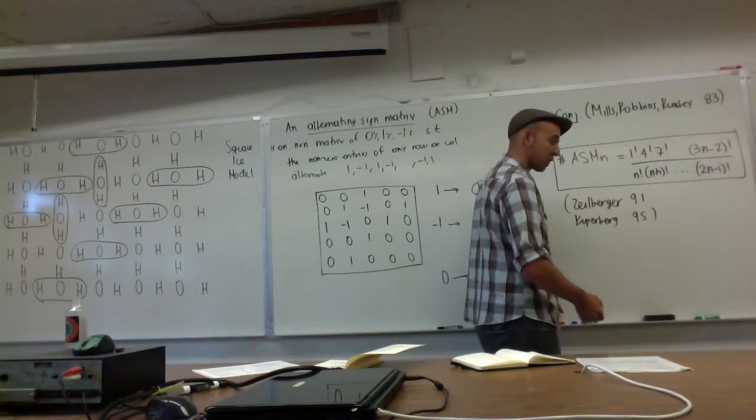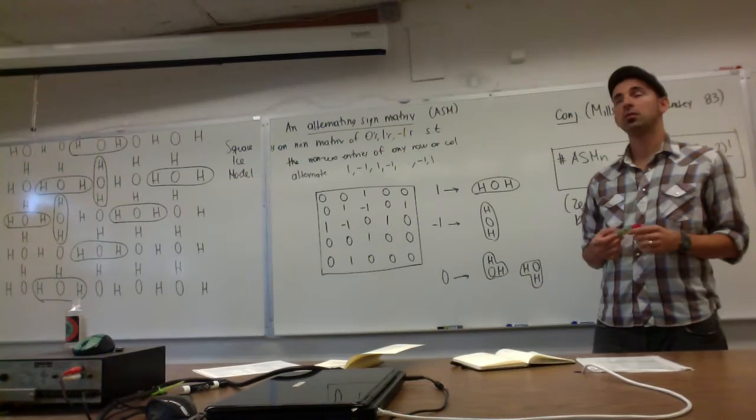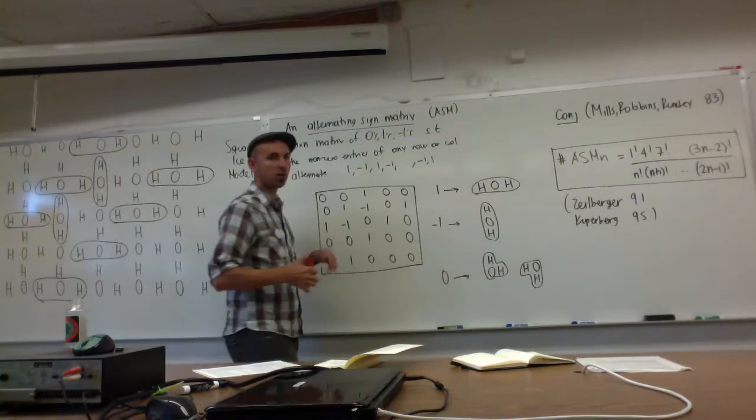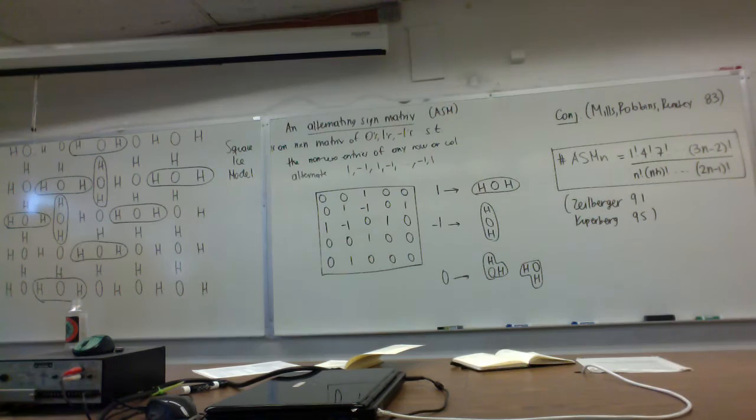Does every row of the alternating sign matrix have to have at least one non-zero? Yeah. I guess I should have said that in every row and every column you do have to have at least a 1. You can't have only zeros in a row or in a column. Okay, so now I'm supposed to do the rest.